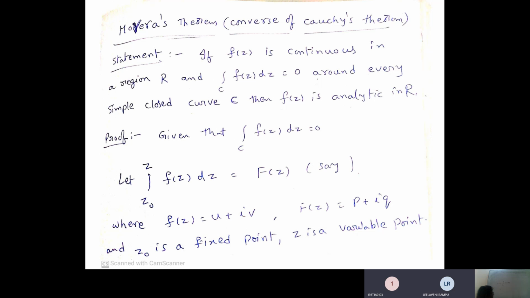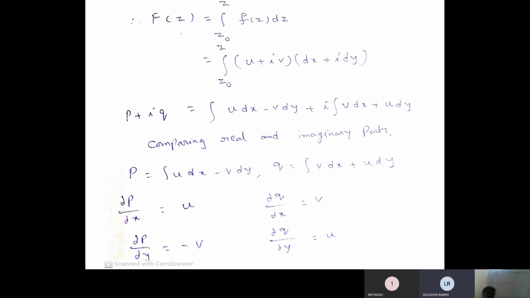So capital F of z equals the integral from z naught to z of f of z dz. Here f of z means u plus iv, and dz means dx plus i dy. Let capital F of z equal p plus iq. Capital F of z is a complex function, and we assume it as p plus iq. By multiplying all these terms, u plus iv into dx plus i dy, right?